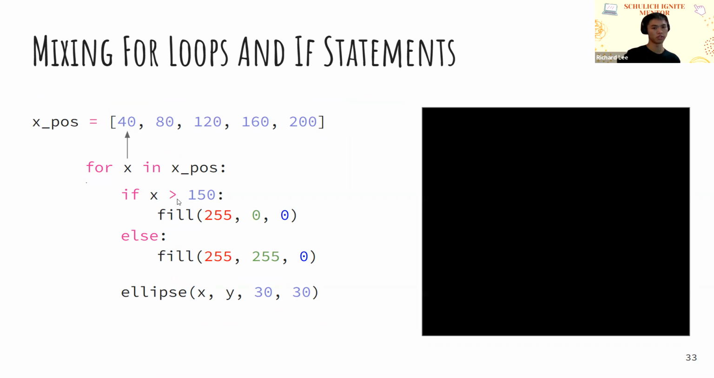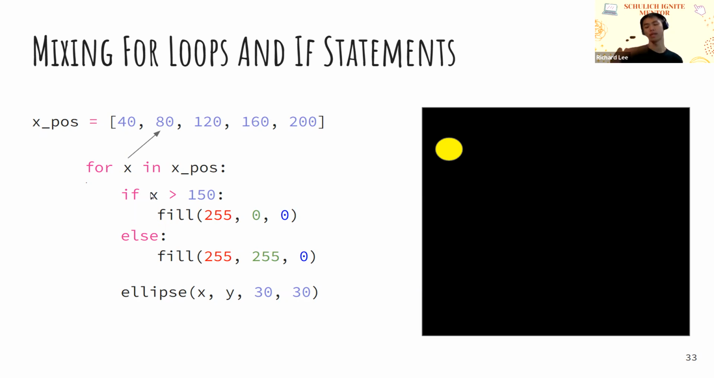We're going to take the first one, which is going to be 40. And if it's greater than 150, then we're going to set the color of it to be red, otherwise yellow. Looks like this one here, 40 is less than 150, so obviously not true. And we're going to use the else statement. We're going to draw that. And then we're just going to repeat this over and over again.